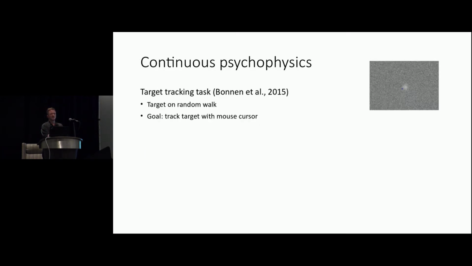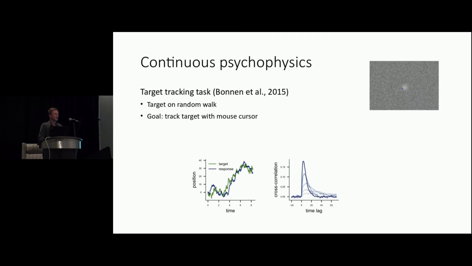So this is a target tracking task. You have this Gaussian blob stimulus in this noise pattern, and the goal is to track the target with a mouse cursor, or in other versions of the task with your finger or with your eyes. And the data that you get from this kind of task looks like this. Over time, you have the position of the target that moves on this Gaussian random walk, and then you have the position of the response, in this case the cursor, which kind of tracks the target but with some time lag.